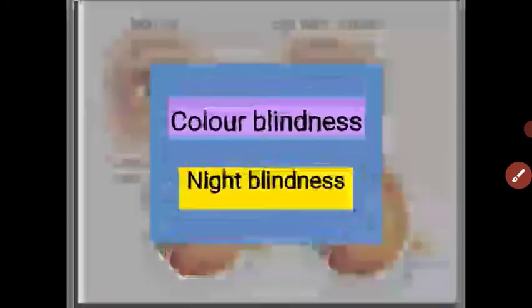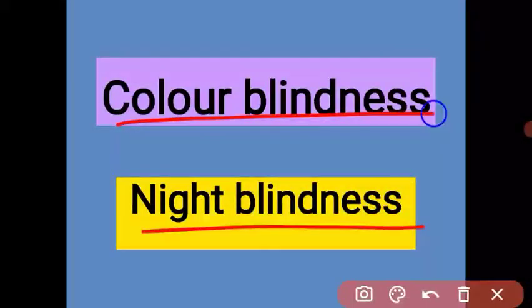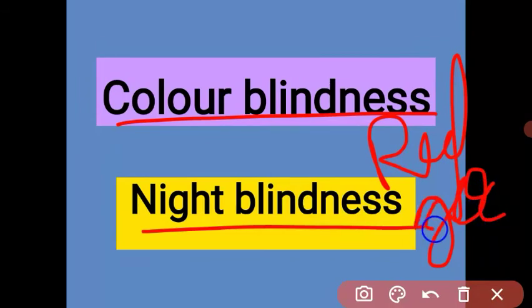Next defect is color blindness and night blindness. See, student, color blindness is a genetic defect. In the genetics lesson you learned what is meant by X-linked inheritance, where some genes are inherited from the parents by the offspring. Color blindness means that by birth the person cannot discriminate between red and green color, and most of this defect occurs in the male.